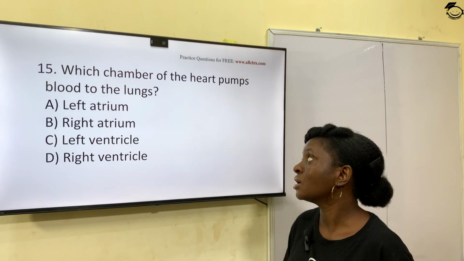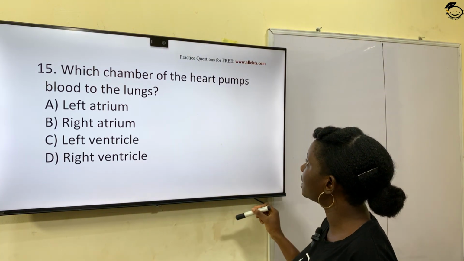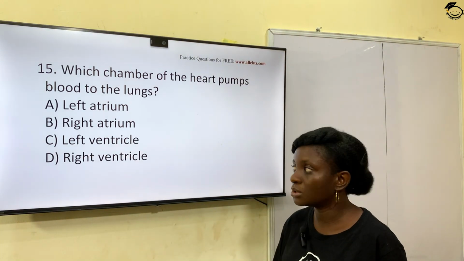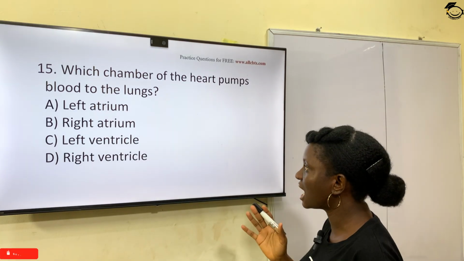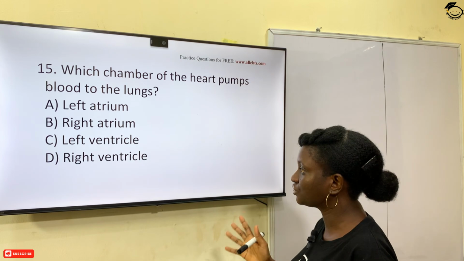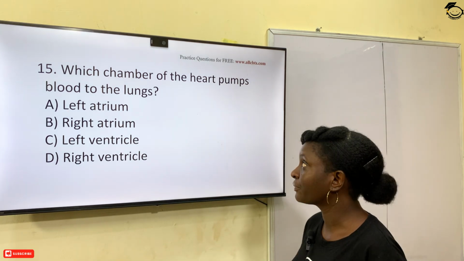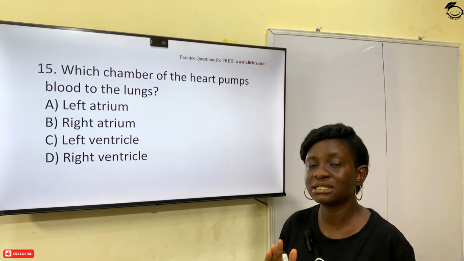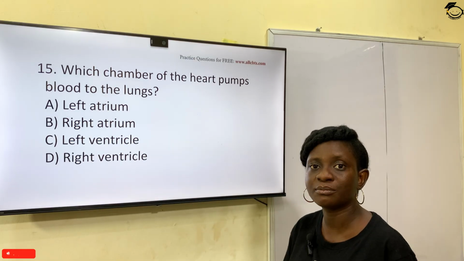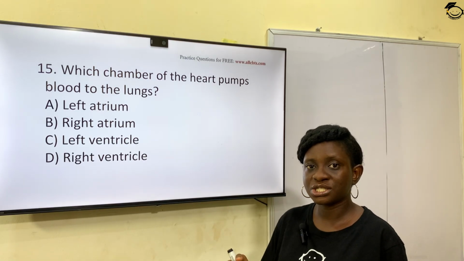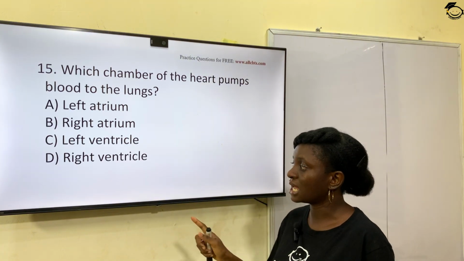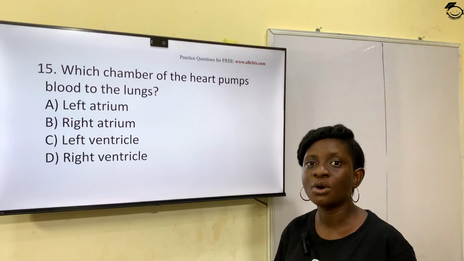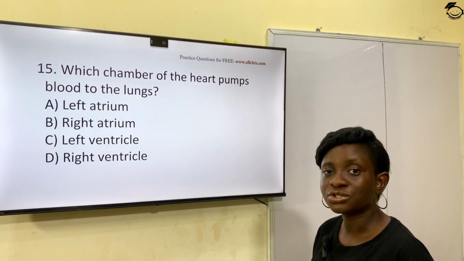Question 15. Which chamber of the heart pumps blood to the lungs? A, left atrium. B, right atrium. C, left ventricle. D, right ventricle. So the chamber that is involved in pumping deoxygenated blood from the heart to the lungs is known as the right ventricle. Option D. Question 16.